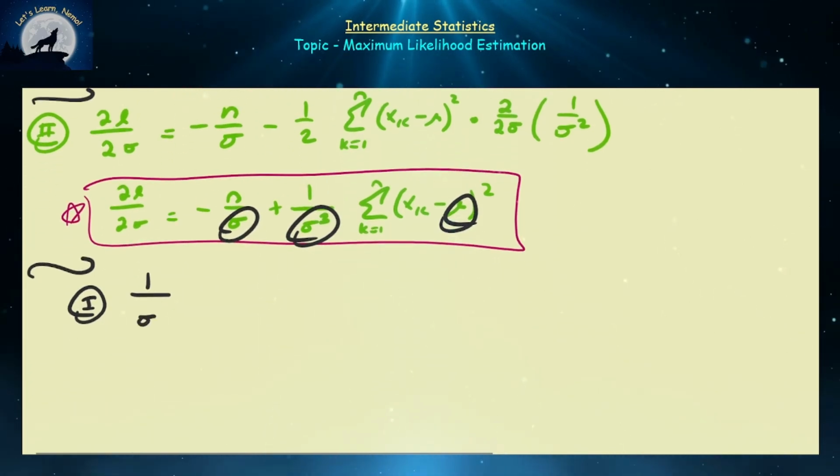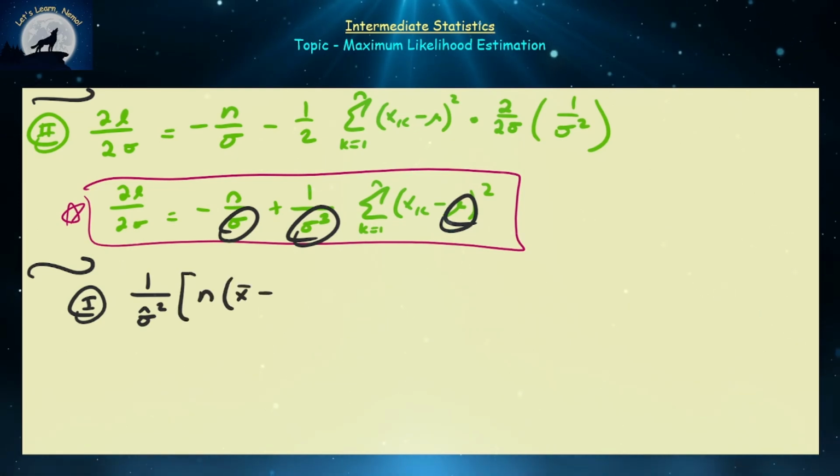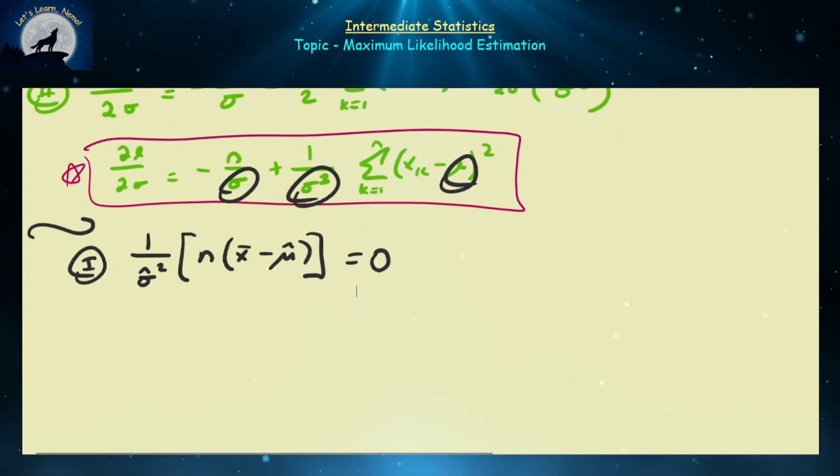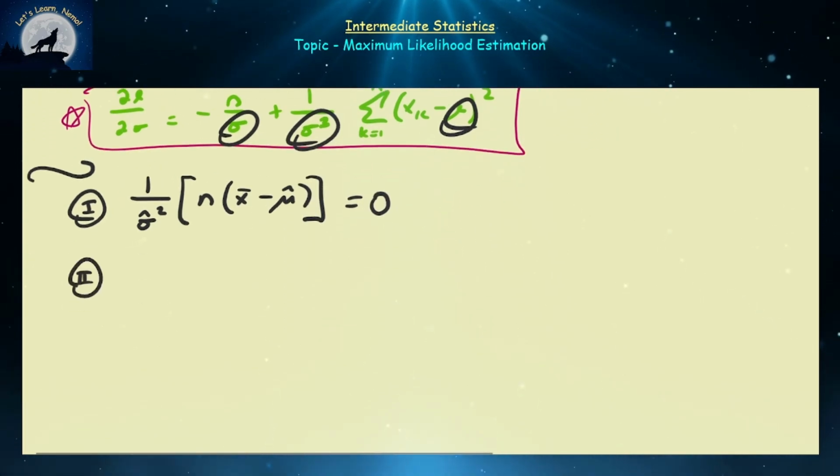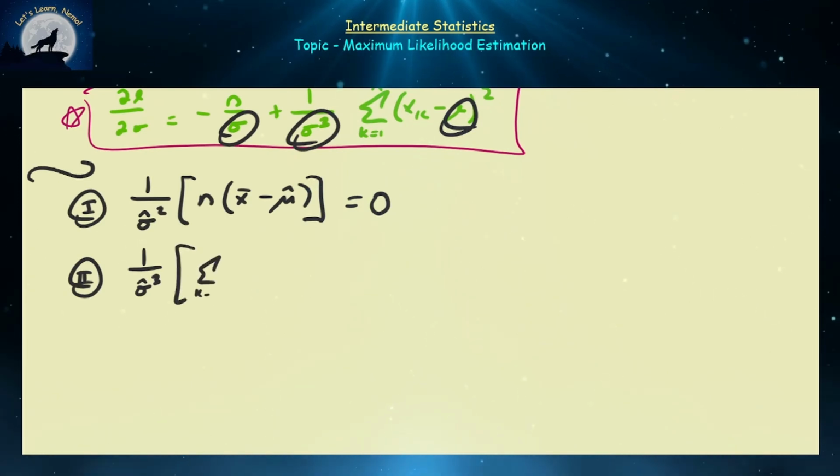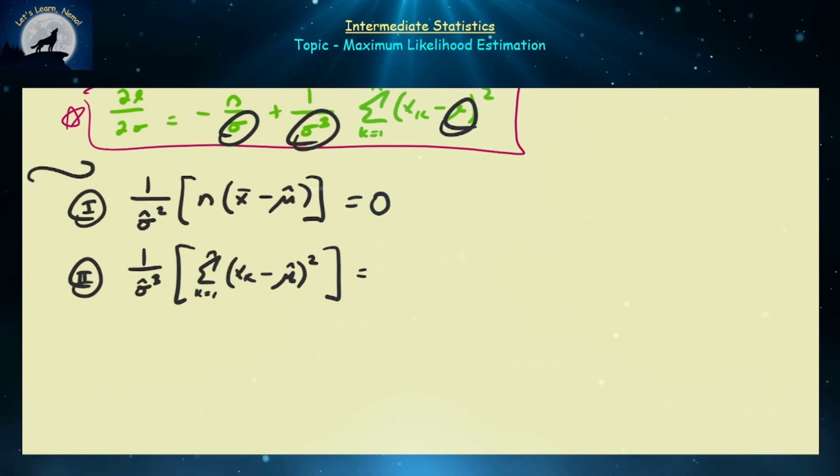So we're going to have 1 over sigma hat squared times n times (x bar minus mu hat) equal to 0. And then let's write the second equation, equation 2. We're going to have 1 over sigma hat cubed times the sum from k equals 1 to n of (xk minus mu hat) squared. And that's going to be equal to this constant on the right-hand side, so that's going to be equal to n over sigma hat.